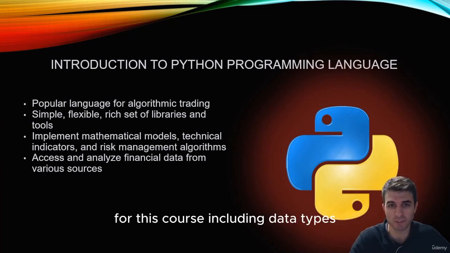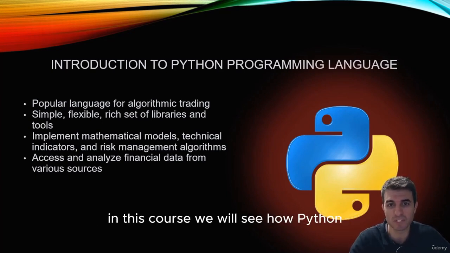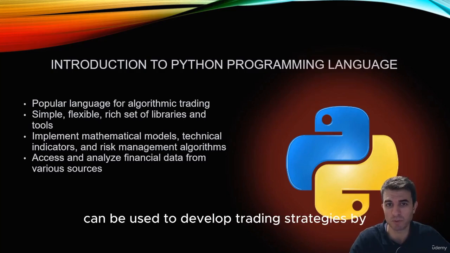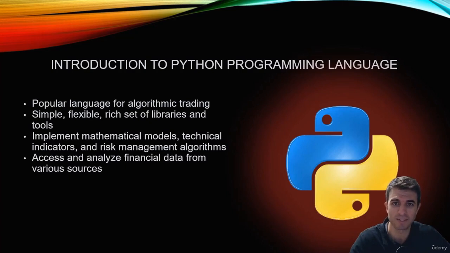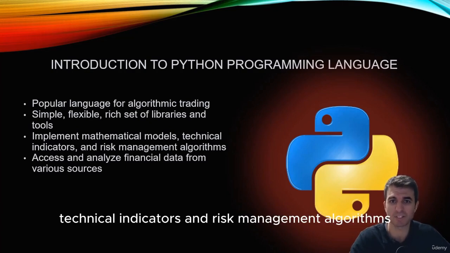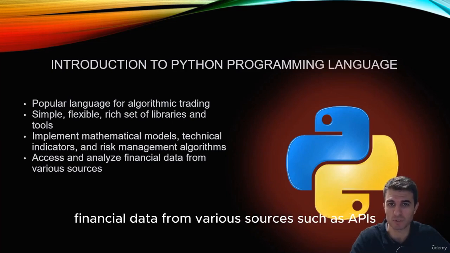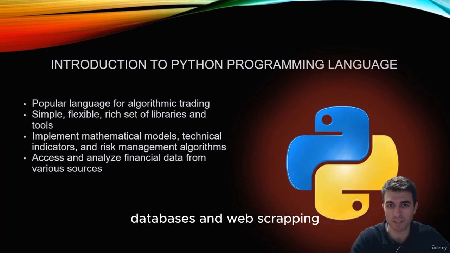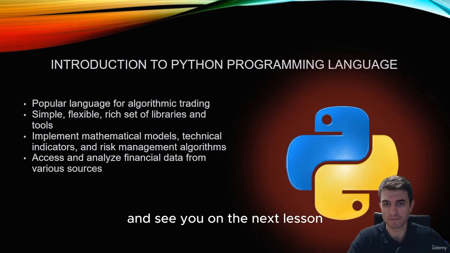So Python here is a prerequisite, and as we already mentioned, you have to be familiar with the basics of Python for this course, including data types, variables, operators, and control structures. In this course, we will see how Python can be used to develop trading strategies by implementing mathematical models, technical indicators, and risk management algorithms. And we will also see how to access and analyze financial data from various sources, such as APIs, databases, and web scraping. So get your Python environment ready, and see you on the next lesson.